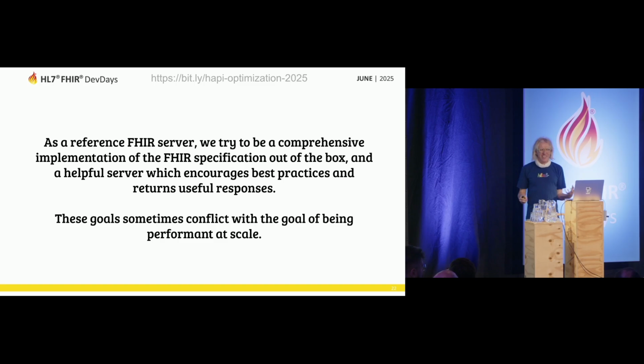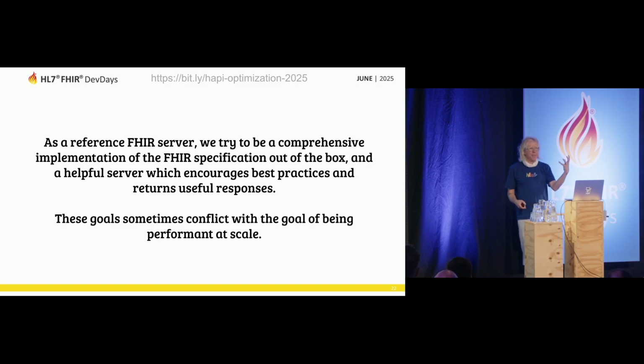I was talking before about our challenges around not alienating old users. Another big challenge that we've had over the years is this one. HAPI is one of the reference servers for the FHIR spec. We try to be a really great, comprehensive, out-of-the-box, complete implementation of the FHIR spec. That support, though, I will say, is often in conflict with good performance. A really simple example is we support every single search parameter out of the box that is defined in the base FHIR specification.